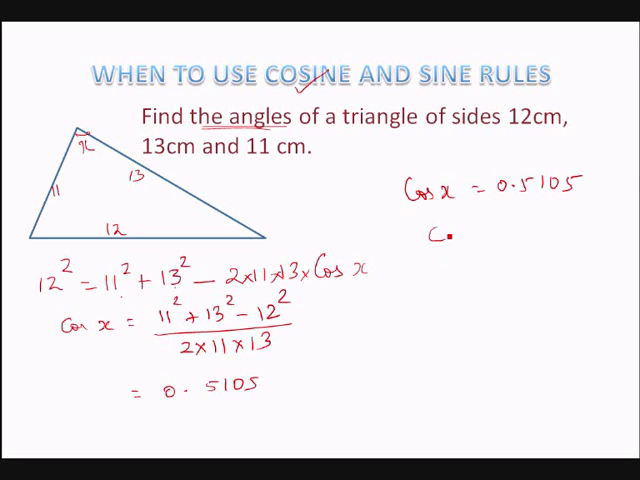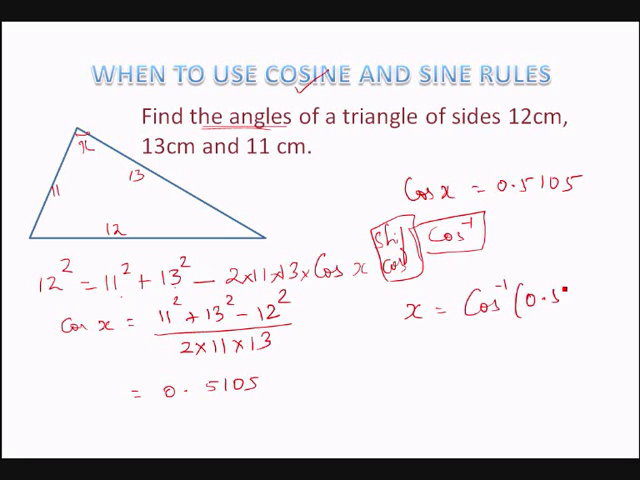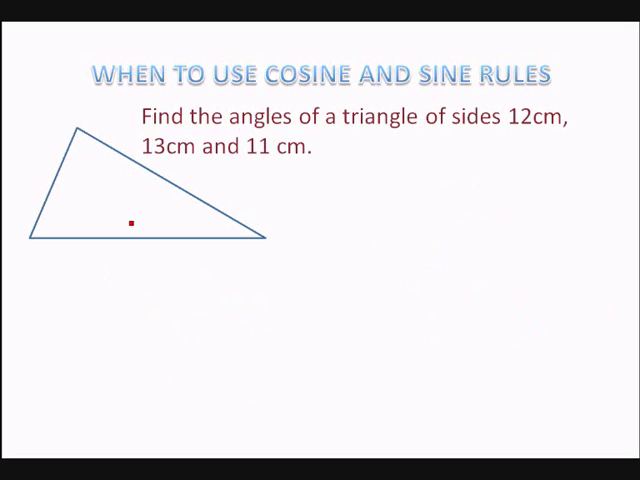In your calculator, you will have a button which is cos inverse. This will be a shift of cos. So if I use x is equal to cos inverse of 0.5105 and I use my calculator for this, then I get the answer as x is equal to 59.3 degrees approximately. Therefore, this x is 59.3. I have found one angle when three sides are given. Let's move on to the next example.